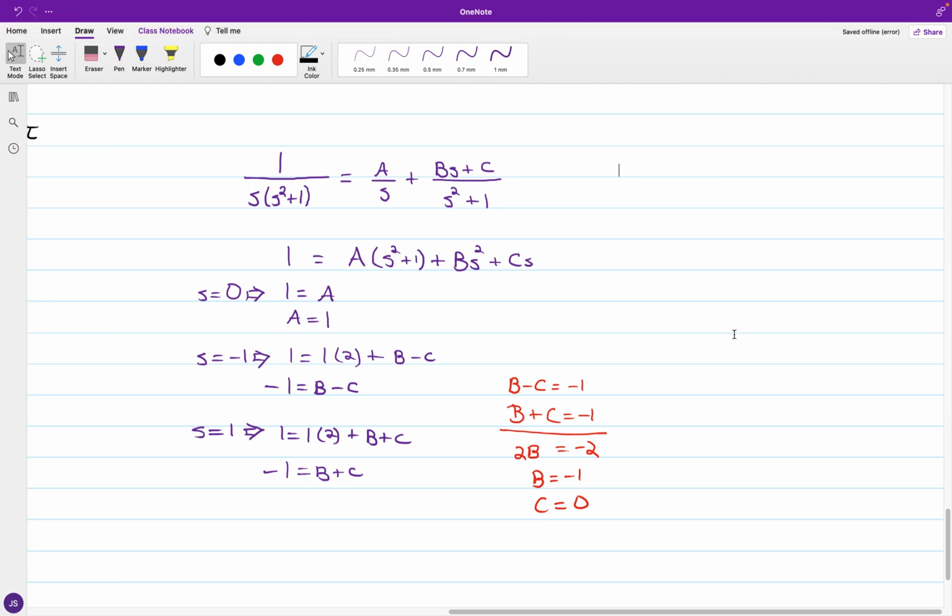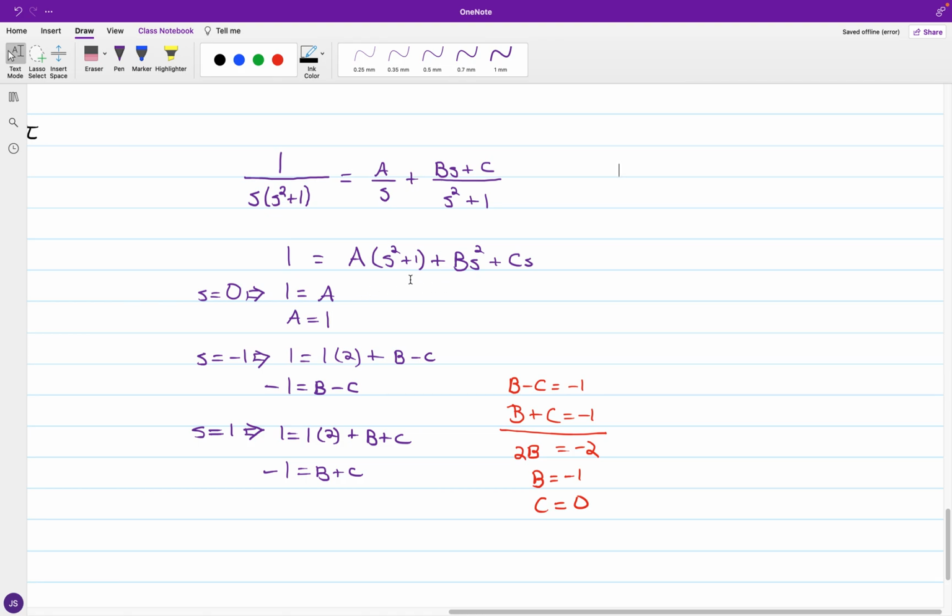For the partial fraction decomposition of 1 over s times the quantity s squared plus 1, s is a linear factor, so we have A over s. With s squared plus 1, we have a quadratic factor, and the numerator will be 1 degree less in s than the denominator, so the numerator will be Bs plus C. Clearing out the fractions, 1 is equal to A times the quantity s squared plus 1, plus Bs squared plus Cs.